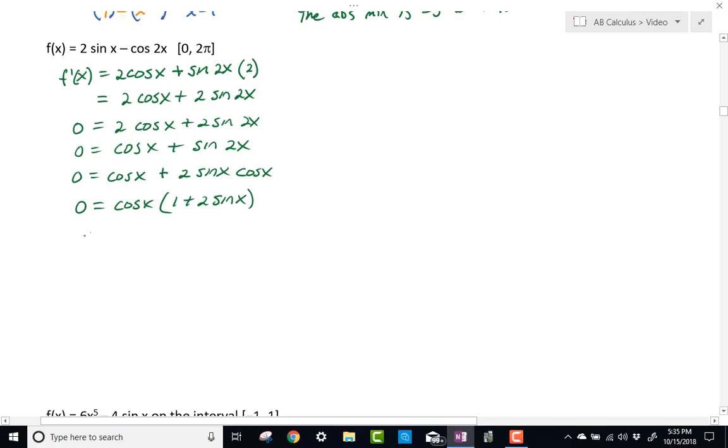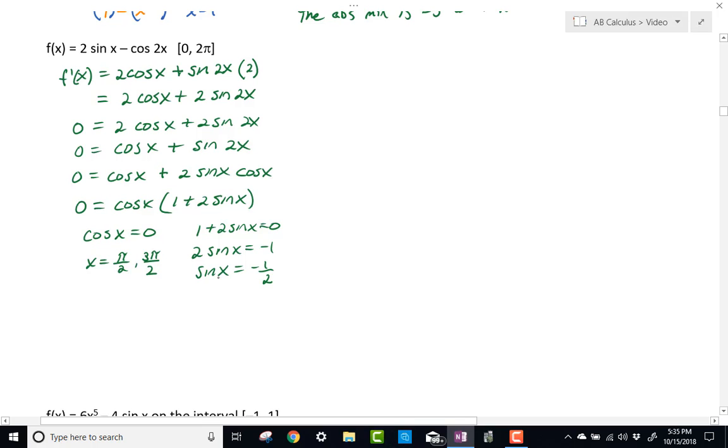Set cosine x equal to 0. All right, so now we need the angles where cosine is 0, so x is going to equal pi over 2 and 3 pi over 2. All right, so at 90 and 270 degrees. We'll set 1 plus 2 sine x equal to 0. Subtract 1, you get 2 sine x equals -1. So sine x after dividing by 2 is equal to -1/2.